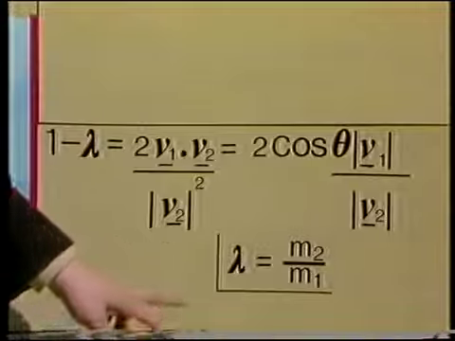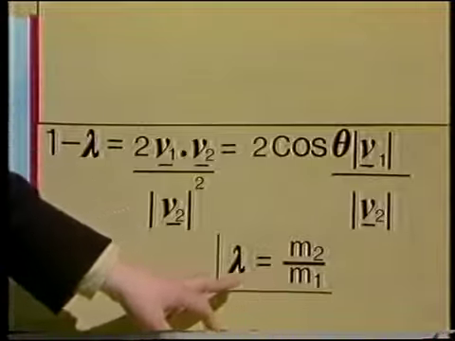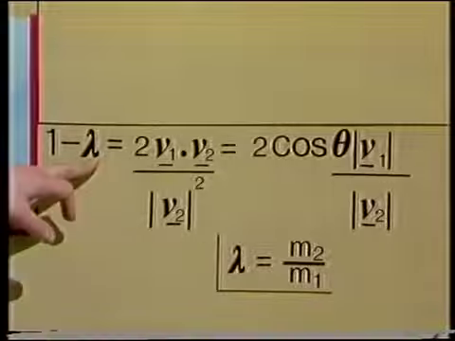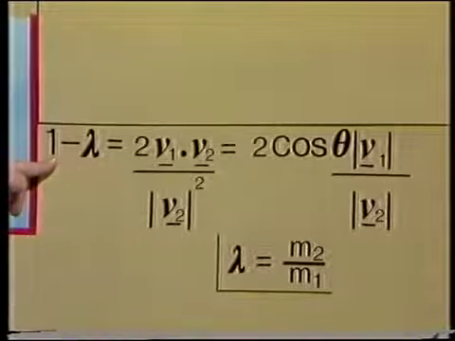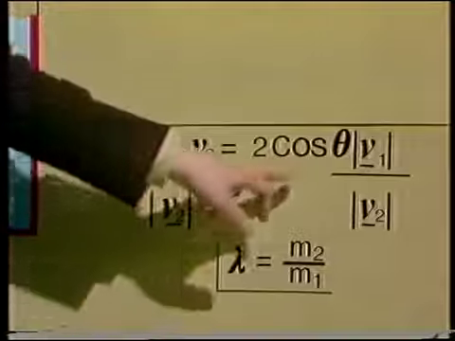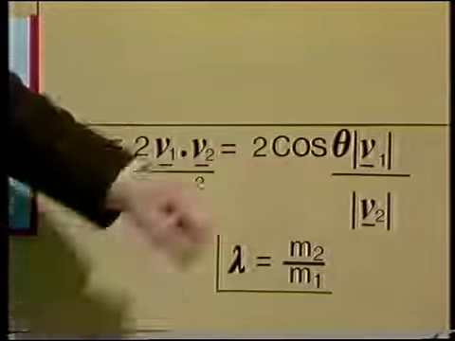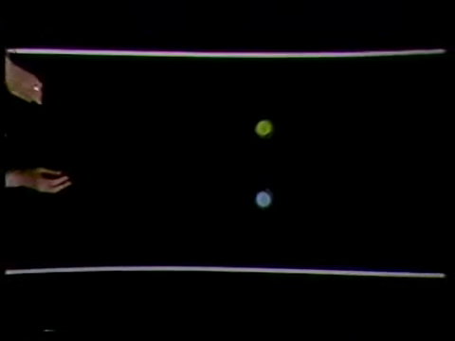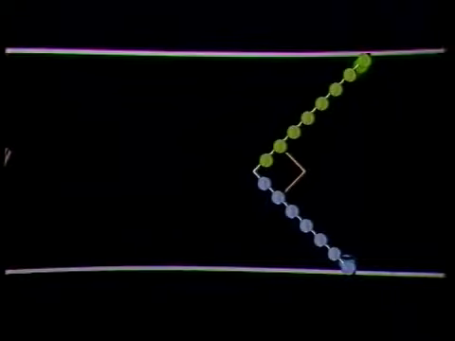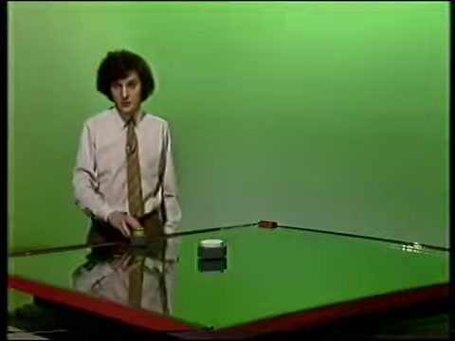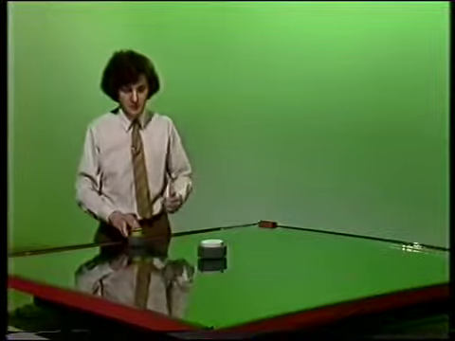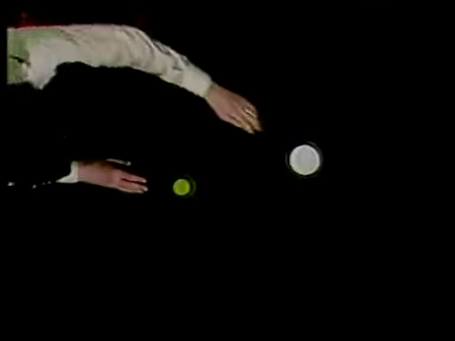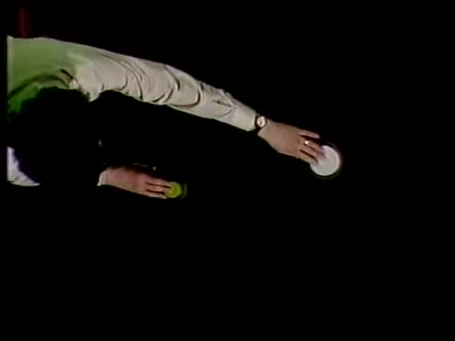For example, if the masses are equal, so lambda is equal to 1, then on the left-hand side I have 0. And that tells me that cosine of theta is 0, so theta is 90 degrees. So when I scatter two equal mass particles off each other, then they must scatter off at 90 degrees. And conversely, if we measure the final velocities of the particles after they've collided, that will tell us the relative masses of the particles.